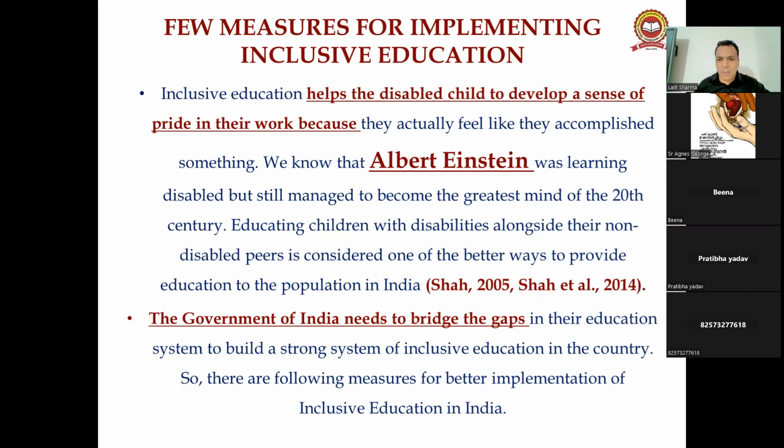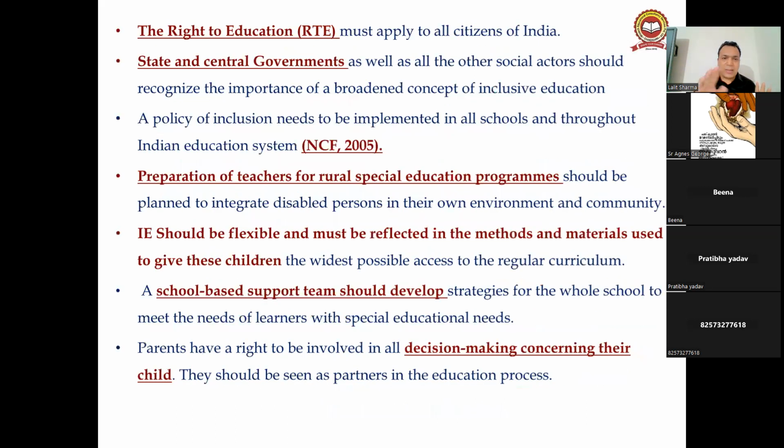We know that Albert Einstein was learning disabled but still managed to become the greatest mind of the 20th century. Educating children with disabilities alongside their normal peers is considered one of the better ways to provide education to the populations in India, said by Shah 2005. The government of India needs to bridge the gaps in their education system to build a strong system of inclusive education in the country. The right to education must apply to all the children.